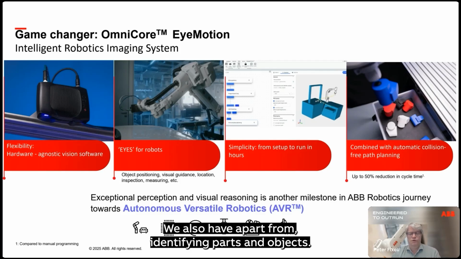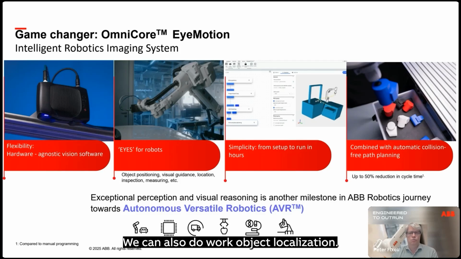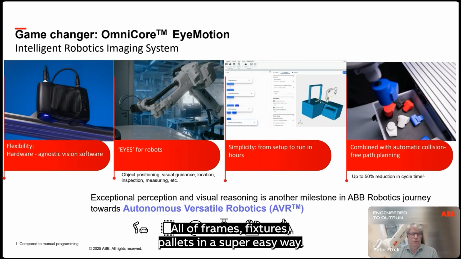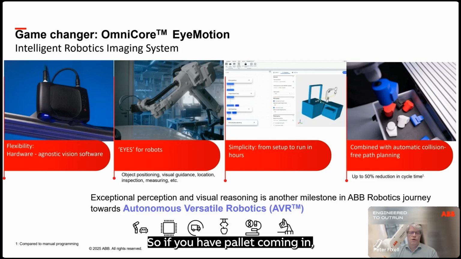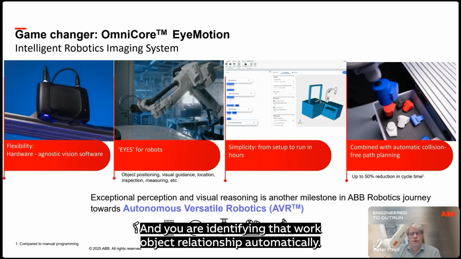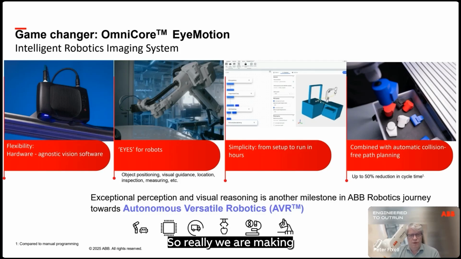We also have, apart from identifying parts and objects, work object localization of frames, fixtures, and pallets in a super easy way. So if you have a pallet coming in, the location of that could be plus minus 10 centimeters, it doesn't matter. We will use an identifier on that pallet, and you are identifying that work object relationship automatically. So really, we are making vision capability available in a super simple way.